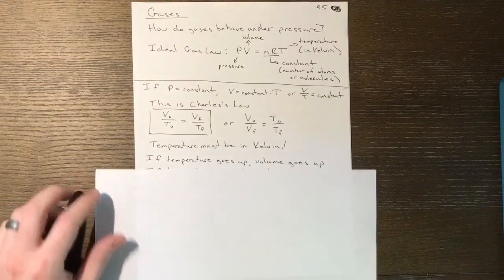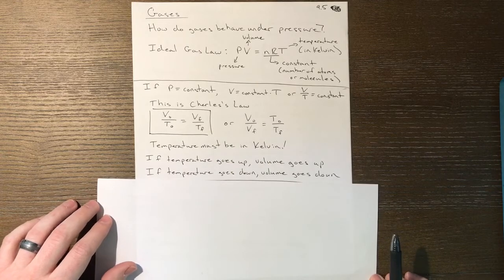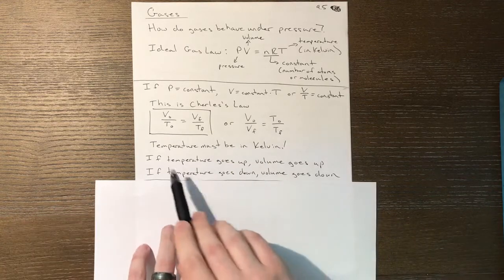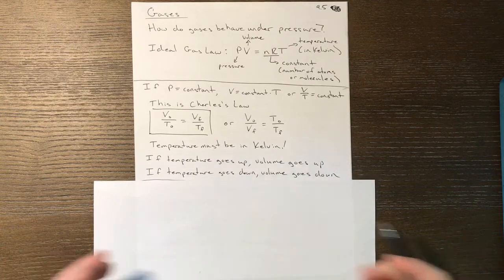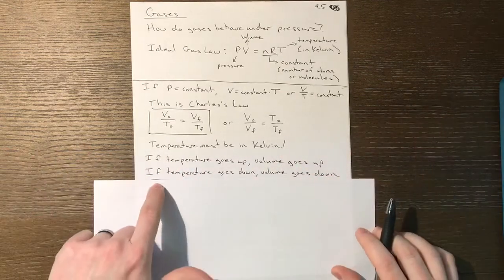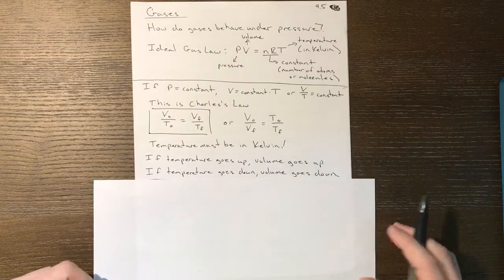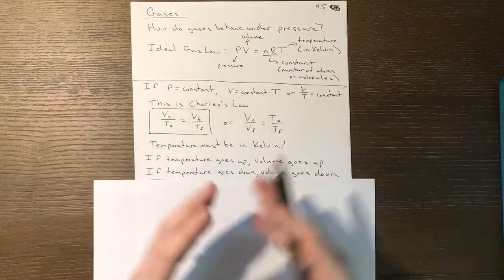But ultimately, Charles' law says something pretty basic. If the temperature goes up, the volume goes up. If you heat a gas, it expands. If the temperature goes down, the volume goes down. If you cool a gas, it contracts.